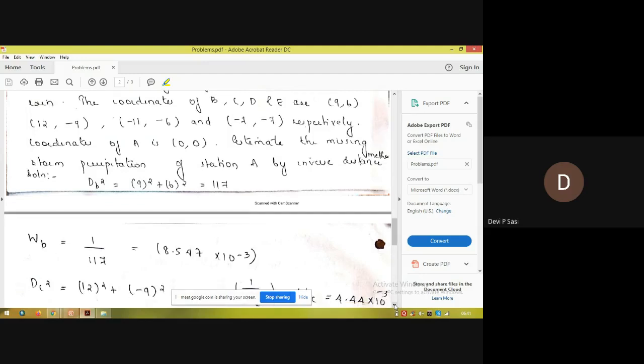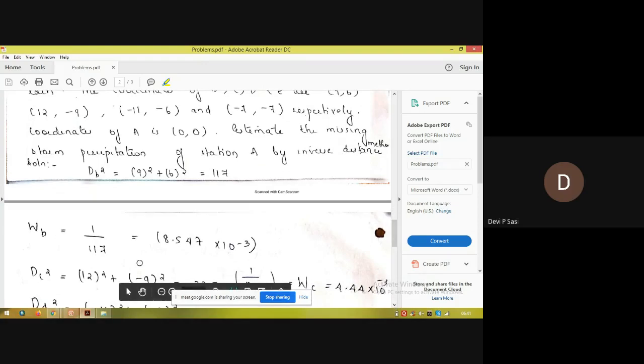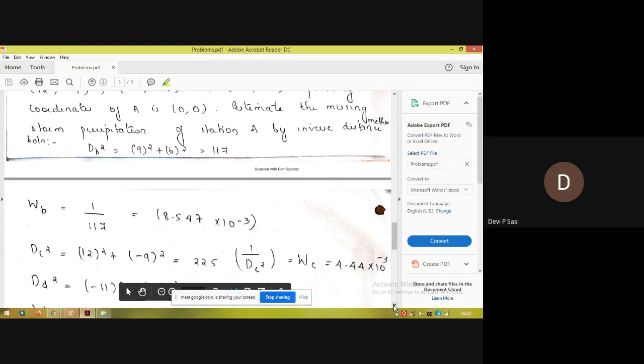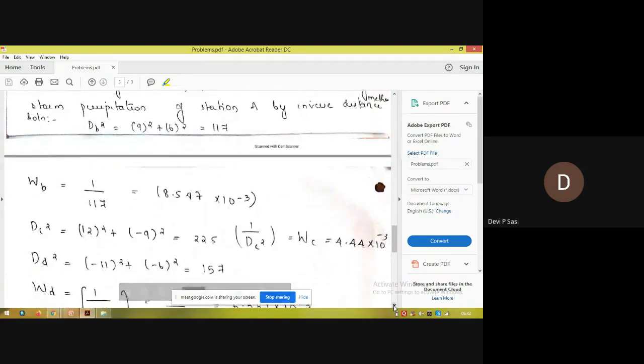Similarly, you find dc. dc square is equal to xi square plus yi square. So for C, the coordinates are 12 and minus 9. That is x equal to 12 and y is equal to minus 9. Therefore, xi square plus yi square makes 12 square plus minus 9 square. So dc square will be 225. Then what will be WC? What will be the weightage? Weightage will be the inverse of distance. So 1 by dc square, that is equal to 1 by 225. You will obtain it as 4.44 into 10 raised to minus 3.